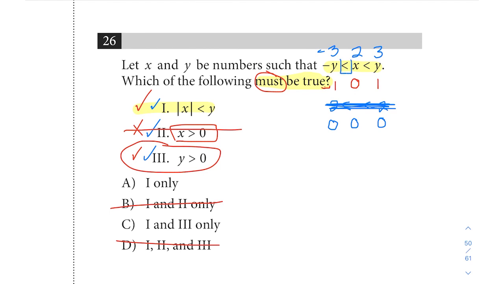And let's try maybe making y 0 then. What if y is 0? So if that's 0, well then that's also 0. But then x would be 0. But notice these inequalities are less than, not less than or equal to. So they couldn't all be zeros and they couldn't be equal to each other. So 0 wouldn't work. So if y can't be a 0 and it can't be a negative, well, guess what? Then we know categorically that Roman numeral 3 has to be true every time, and our correct answer is C.